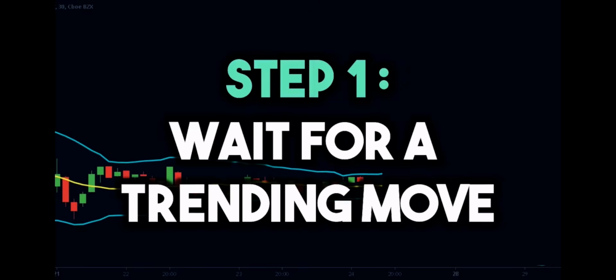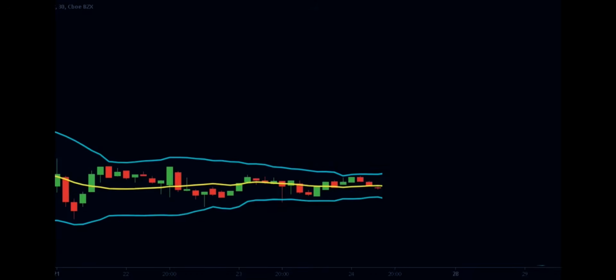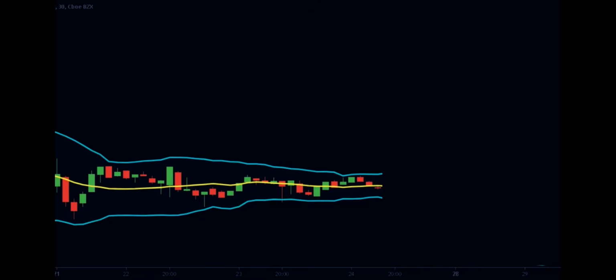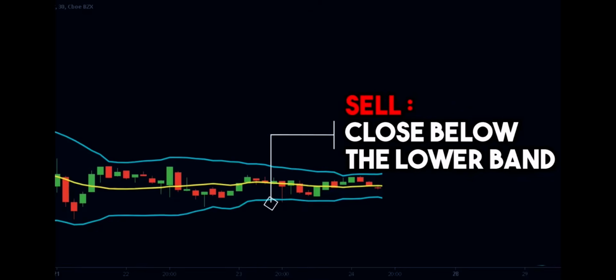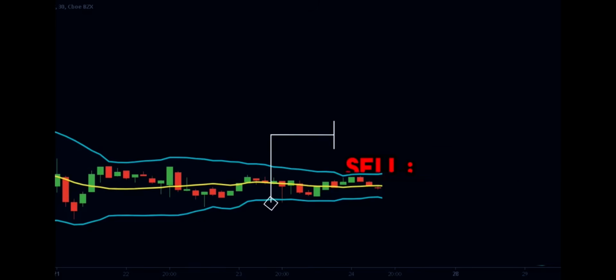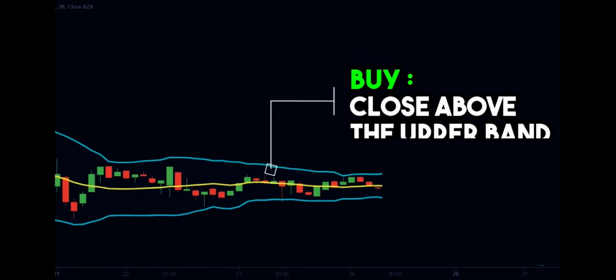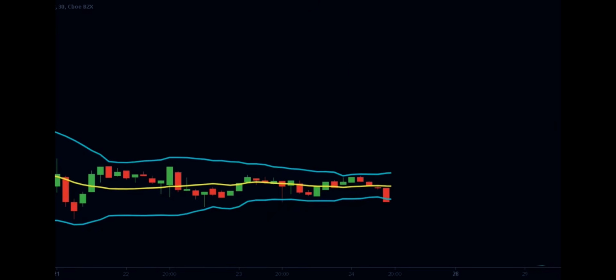The second step is to wait for the market to make a trending move. The trending move could be in any direction. Hence, we have to keep an open mind. According to this strategy, we sell when the price closes below the lower band. Similarly, we buy when the price closes above the upper band. Let us now skip a few candles. Here, the price closes below the lower band and hence we sell here.